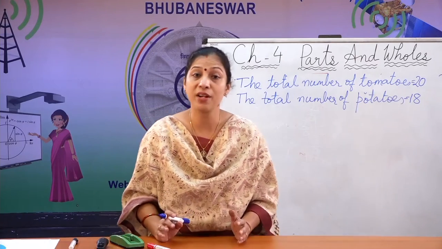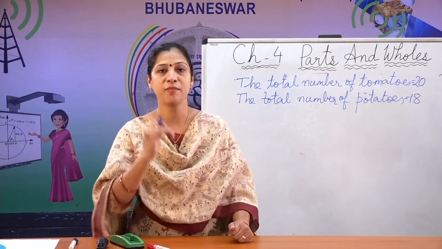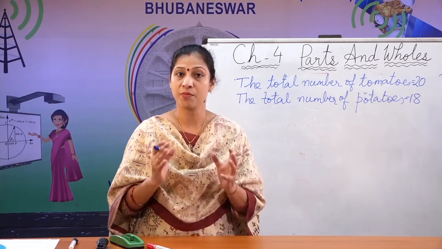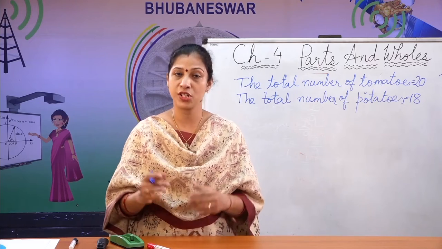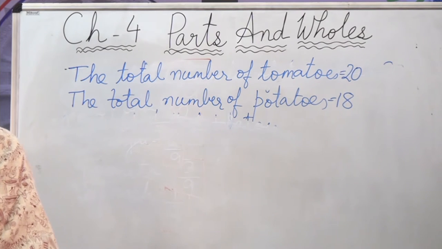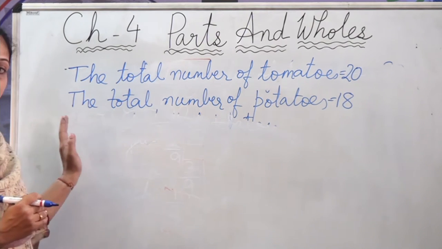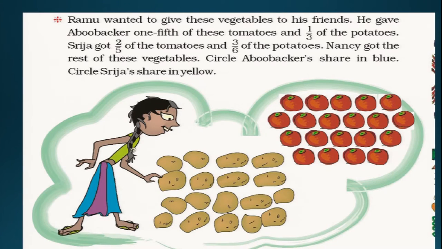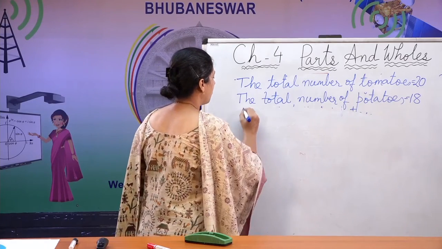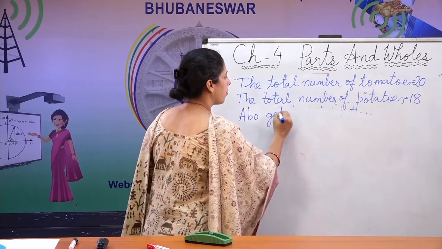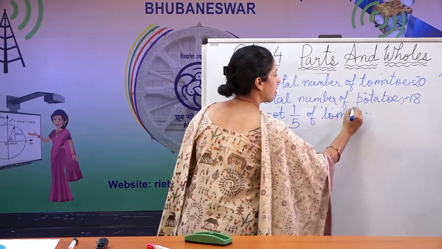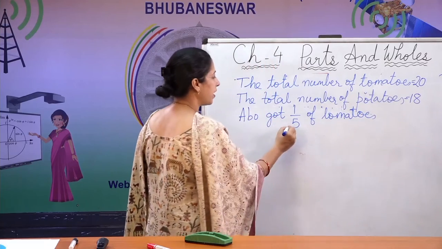So when we find out the total number of tomatoes and total number of potatoes, then only we can find out how many tomatoes Abu Bakar got and how many Shriza got. So now Abu got 1/5 of these tomatoes. To find 1/5 of these tomatoes, first we have to find out the part he has got. So Abu got 1 part out of 5 parts. That means Abu got 1/5 of the tomatoes.